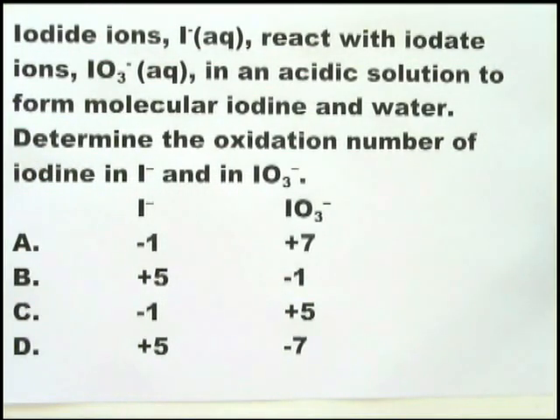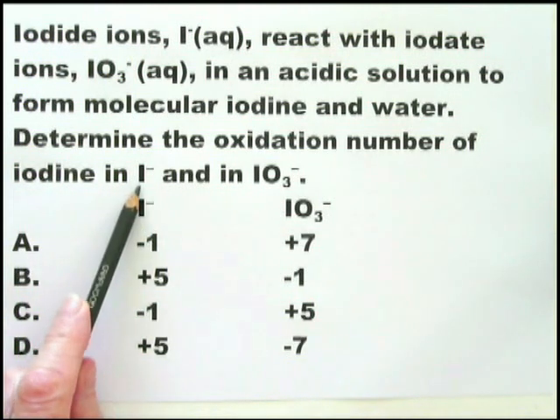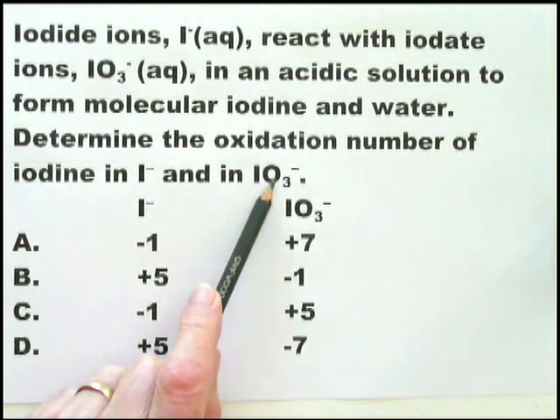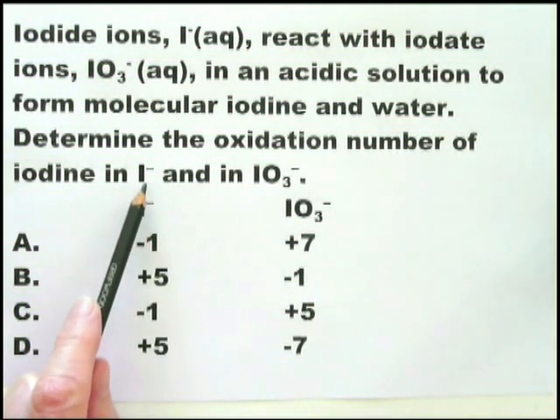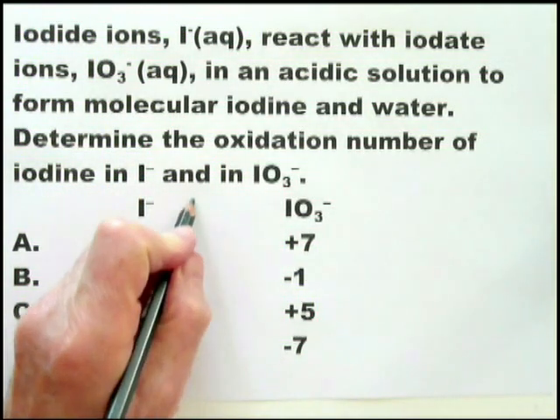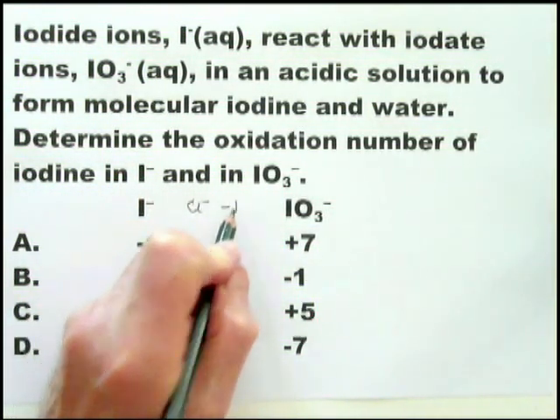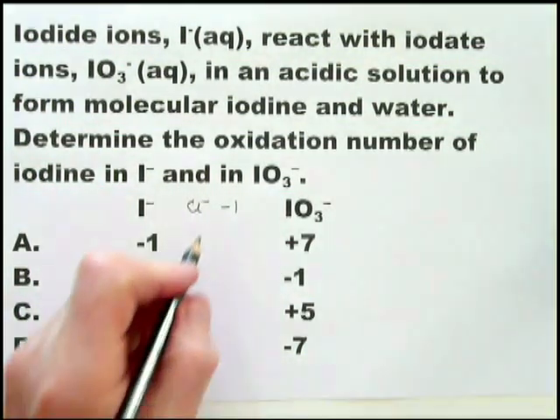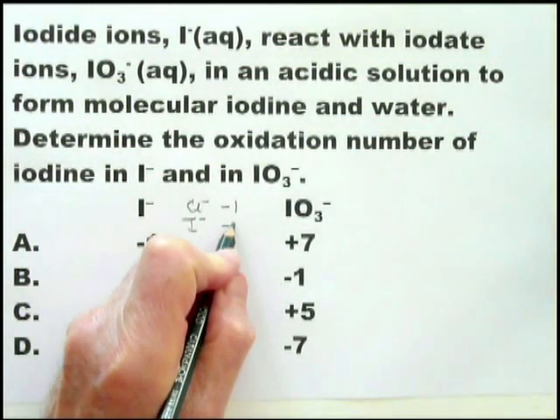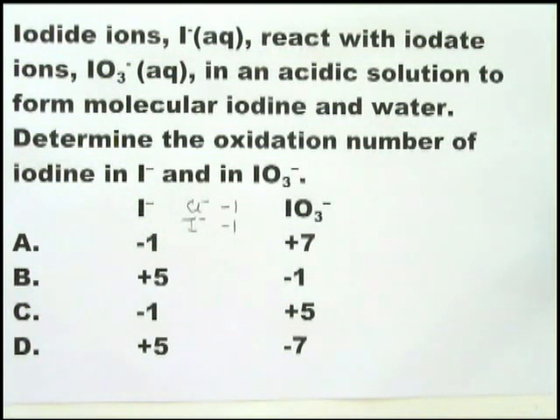This problem is a little bit more complicated than previous ones, but essentially they're simply asking for the oxidation number of iodine in the iodide ion and iodine in the iodate ion. I've said before about the chloride ion, Cl minus, that it has an oxidation number of minus 1, and the iodide ion will have the same. The iodine within the iodide ion has an oxidation number of minus 1, and the bromine in the bromide ion has an oxidation number of minus 1. So we know, therefore, the answer is going to be either A or C.